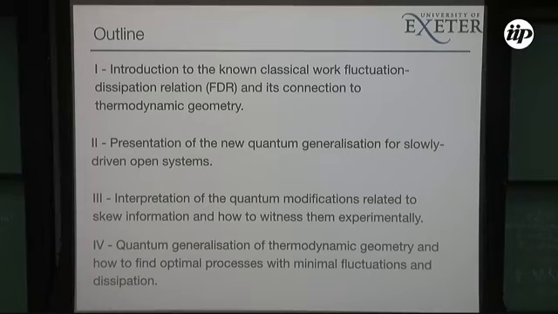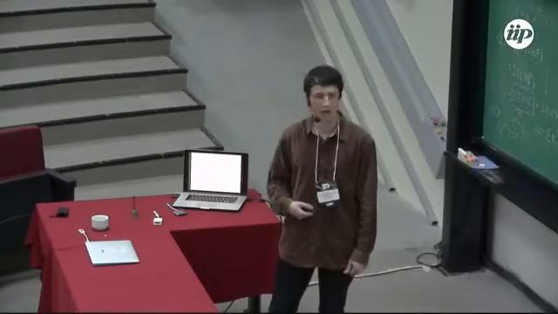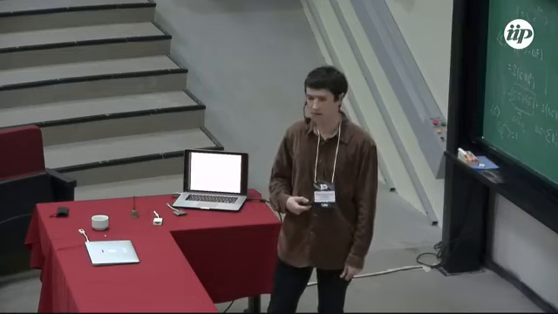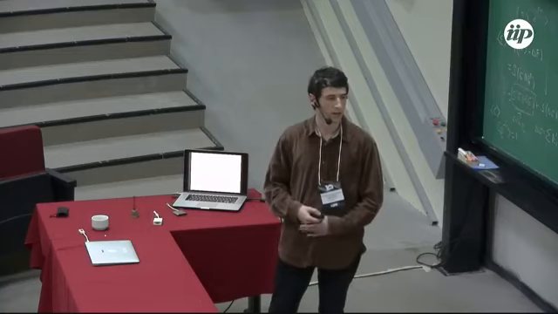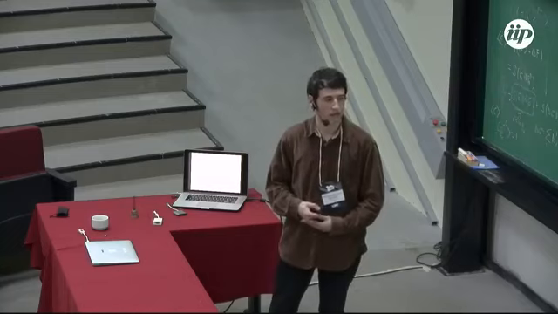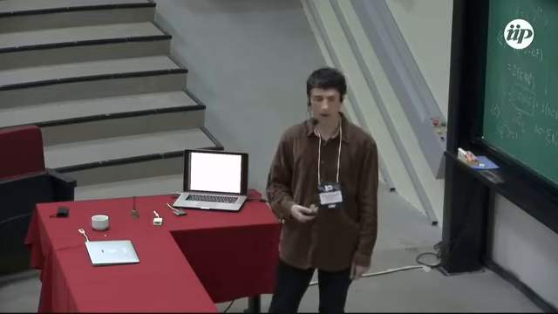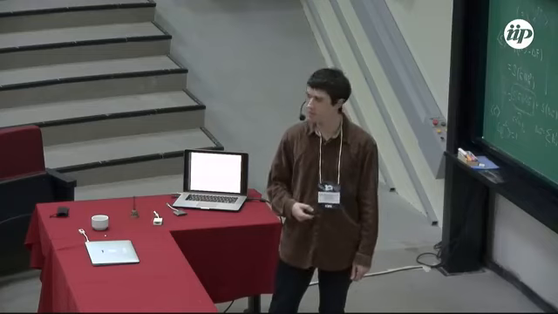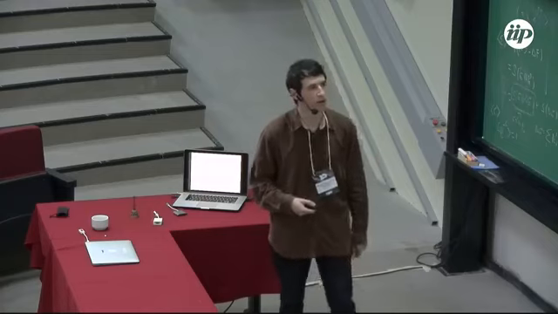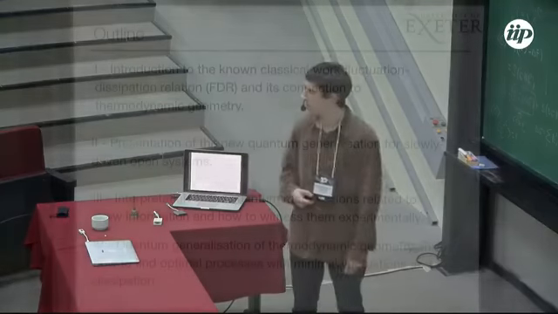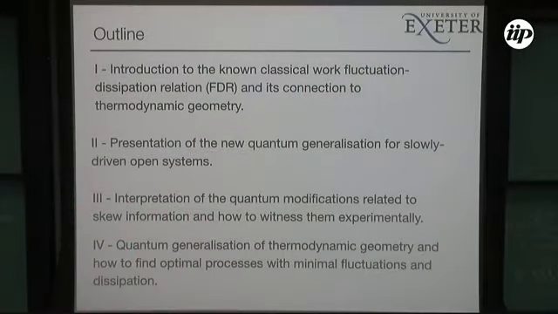What we'll see is you get new modifications which stem from quantum uncertainty. This will be related to what's known as the Wigner-Yanase skew information. I'll talk about what these modifications are, what they mean physically for work extraction, and how to witness them experimentally. And finally, I'll talk about how this also connects to thermodynamic geometry, but again in the quantum setting.